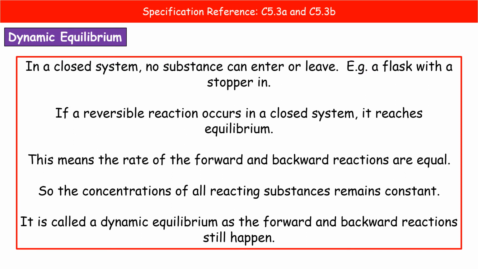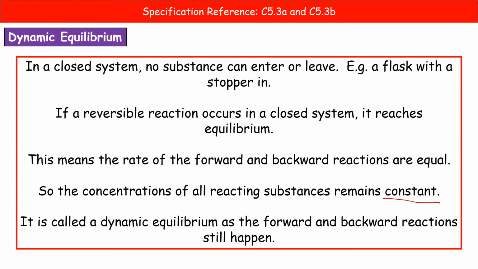Now, when we're talking about reversible reactions, if they occur in what we call a closed system, i.e. one where nothing can enter or leave, then it will reach what we refer to as the equilibrium. Now at that point, the forward and backward reactions are happening at the same rate. So what that means as far as the concentrations go, all of those reacting substances are going to have a constant concentration.